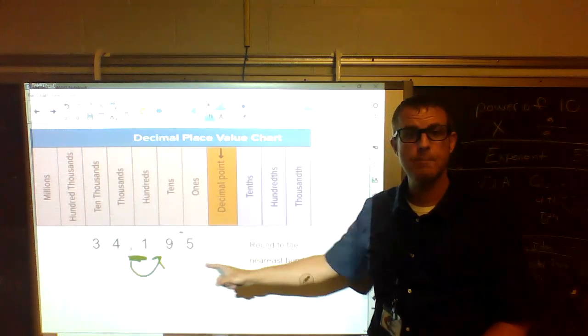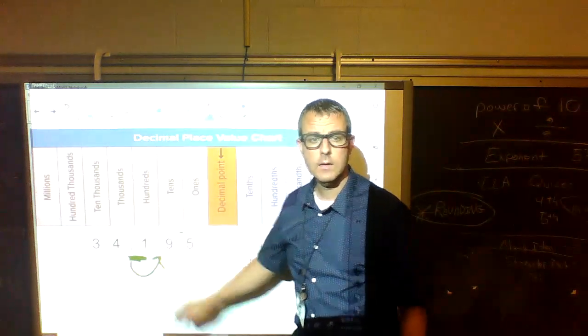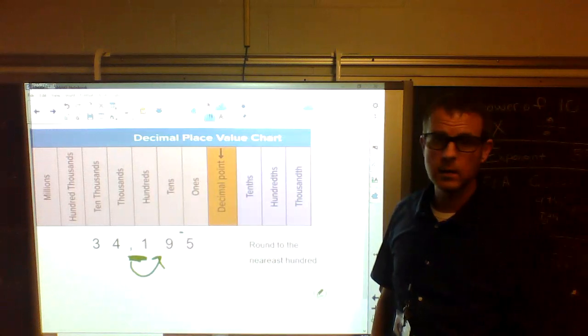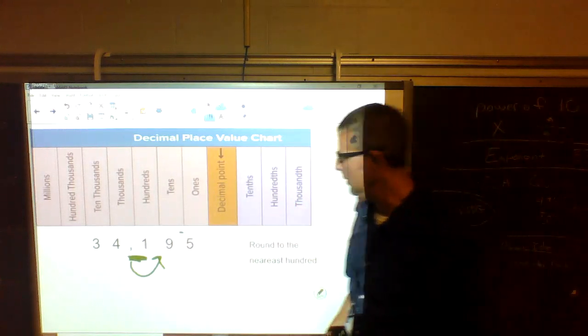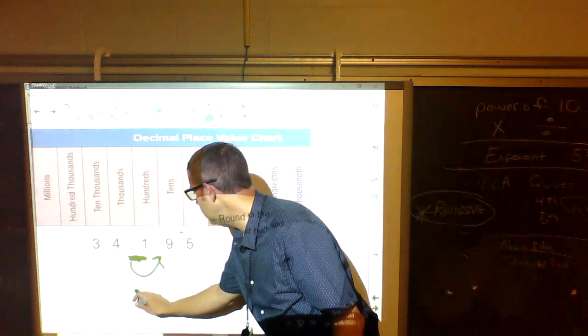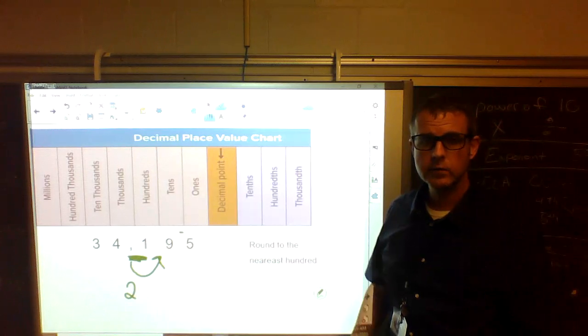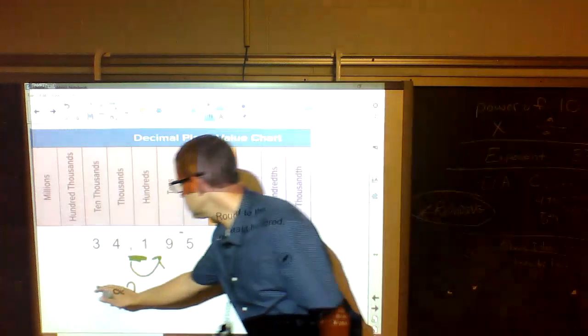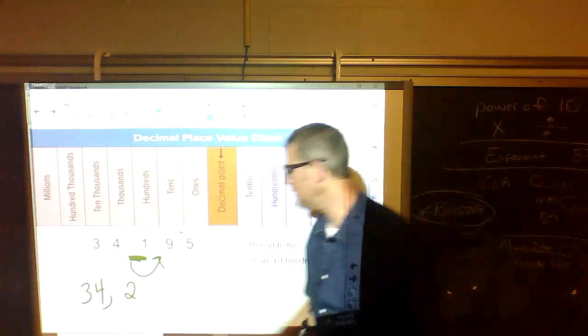So I have to go back to my underlined column, and I need to add 1. So that 1 is no longer going to be a 1 because 1 plus 1 is what? 2. So I'm going to change this to a 2. And then I just rewrite the number. So my 3 stays the same, my 4 stays the same. I already changed my 2.